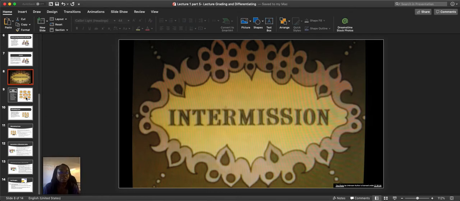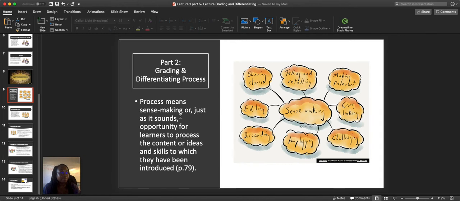Okay, so as we continue, part two of this lecture includes the second reading, which was on differentiating the process. So I called it grading a differentiating process. And the picture there, I think, captures what we should consider with how people, or students, come to a place of sense making.